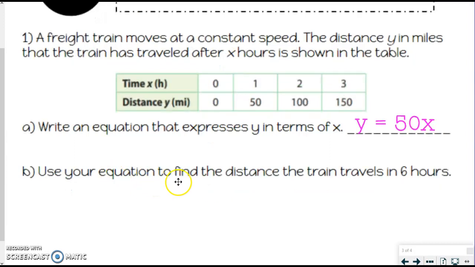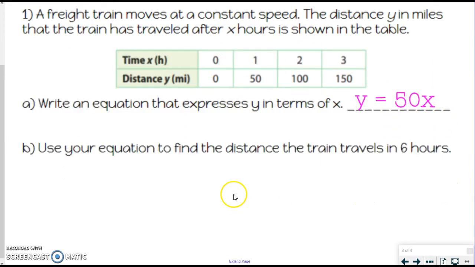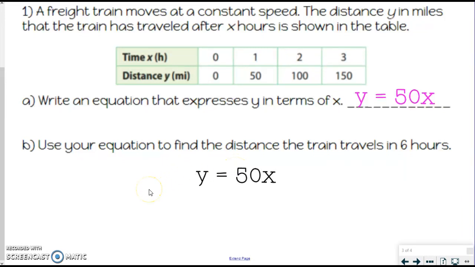So it says use your equation to find the distance the train travels in 6 hours. Well, obviously that's not on our table, so we're going to use our equation to help. So the first thing is to rewrite the equation. Okay, and then we're taking 50 times x, which is hours, right? That's what we're doing each time. And it says 6 hours, so I'm going to substitute that in. I'm just showing multiplication with parentheses. You can do the dot or whatever. It doesn't matter. Just another way to show it, okay?